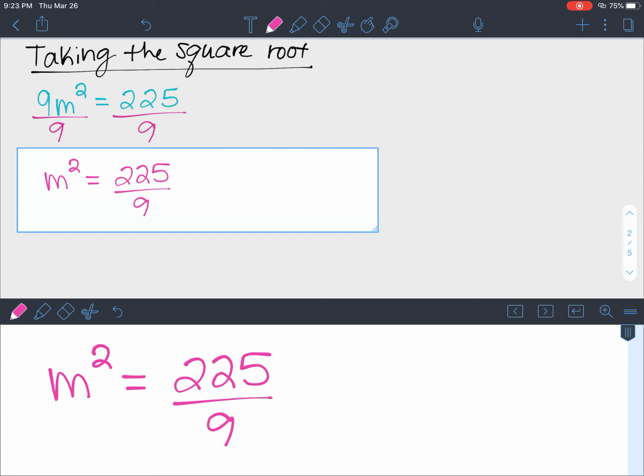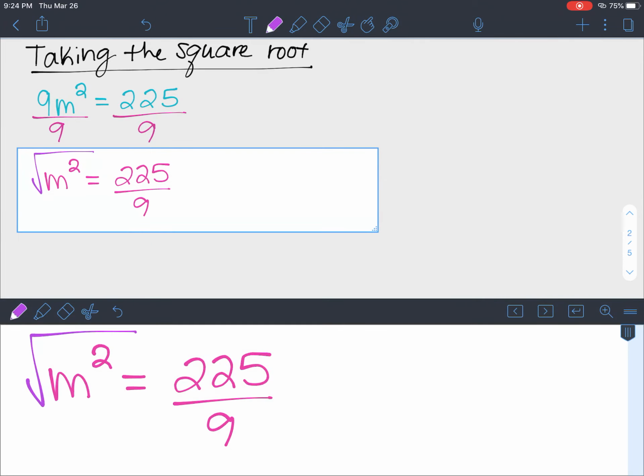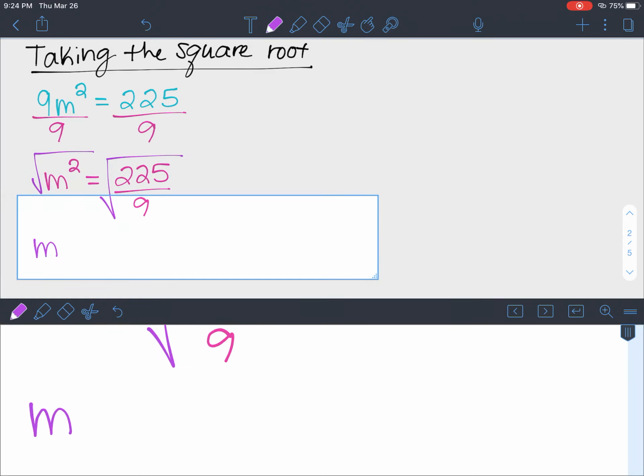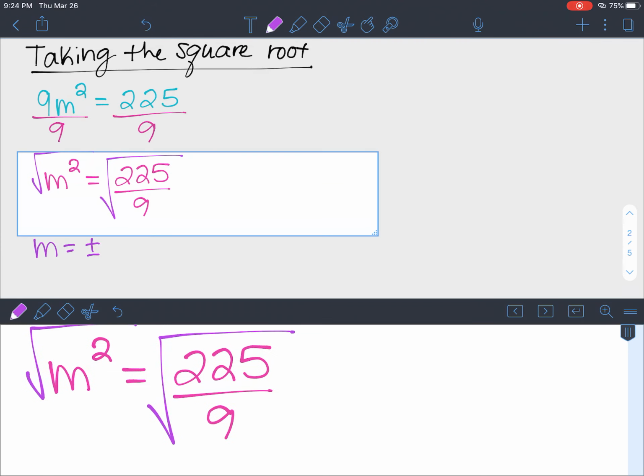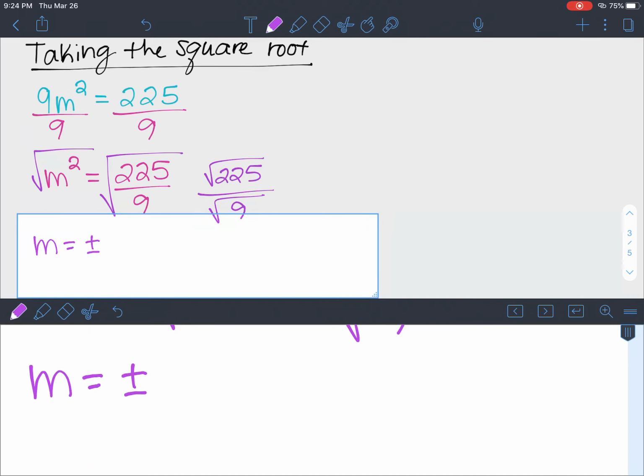So to undo that square, like I said, we want to square root that. On the left, we end up with just m, and on the right, we get plus or minus. If you remember, we break this down into the square root of 225 divided by the square root of 9. So the square root of 225 is 15. The square root of 9 is 3. I don't know why I wrote a 9 there.